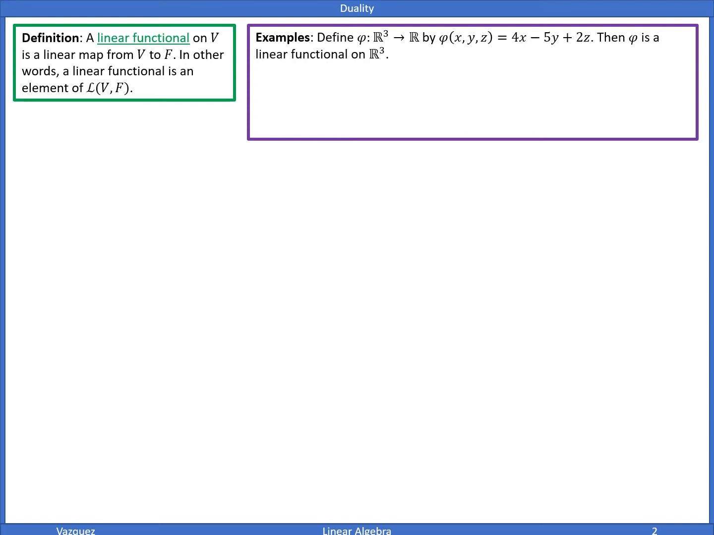Another example of a linear functional is if we map from Fn to F. We can just define it like this, some linear combination where C1 to Cn are all elements of F. So this linear map is also a linear functional.